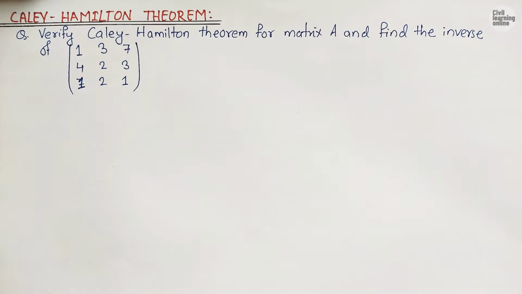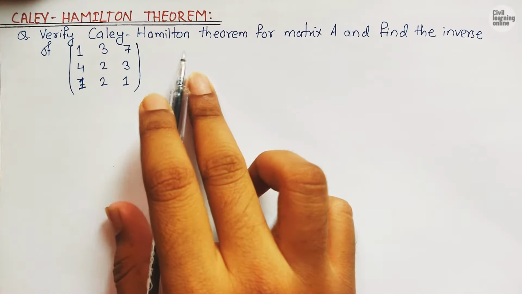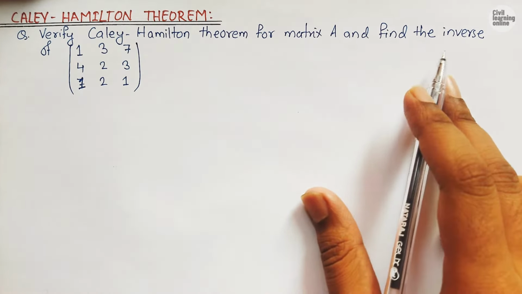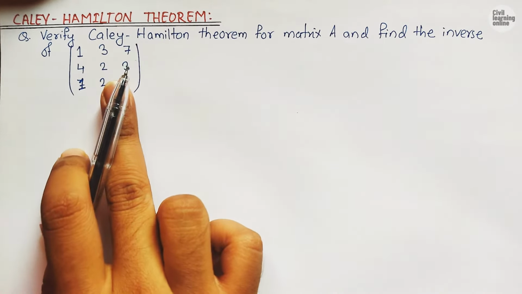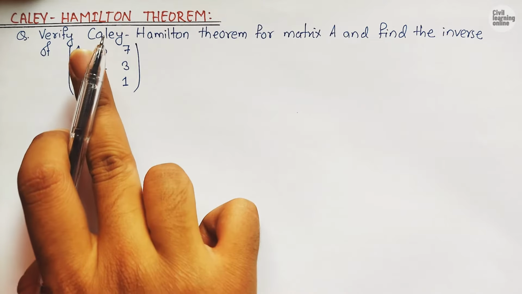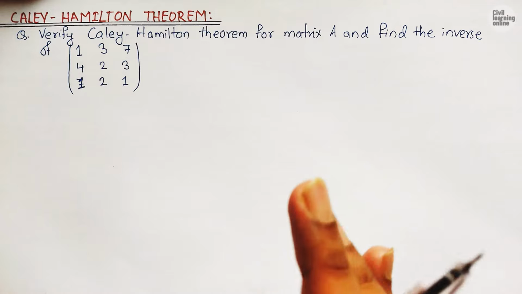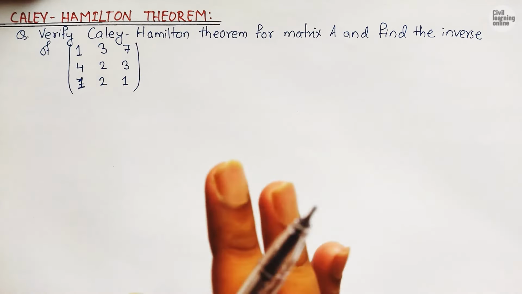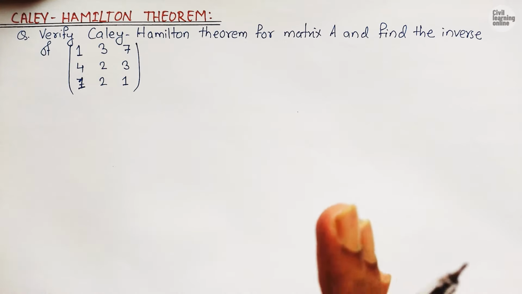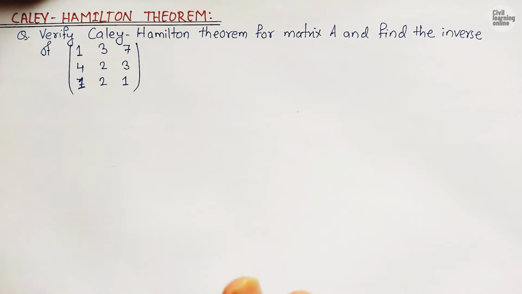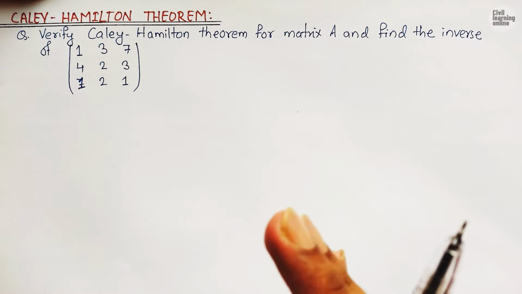So let's begin the solution of this numerical problem, and here we are asked to verify the Cayley-Hamilton theorem for matrix A and find the inverse of the matrix. Suppose this is matrix A, and we are asked to find the inverse of this matrix, and before that we are asked to verify the Cayley-Hamilton theorem. So first of all, I will make you familiar with the statement of the Cayley-Hamilton theorem, and then we will proceed with the solution of this numerical. And on solving this numerical, this method is going to be more clear to you.